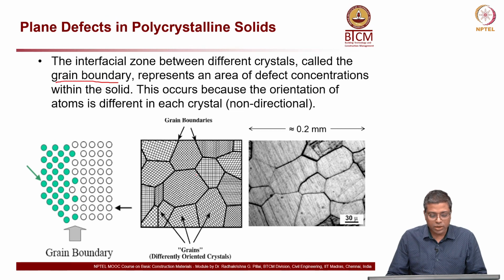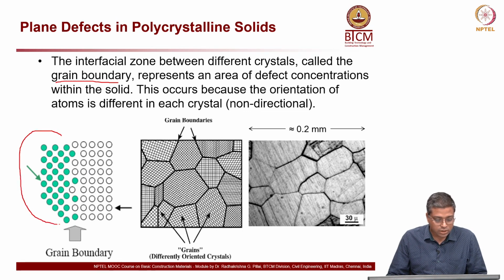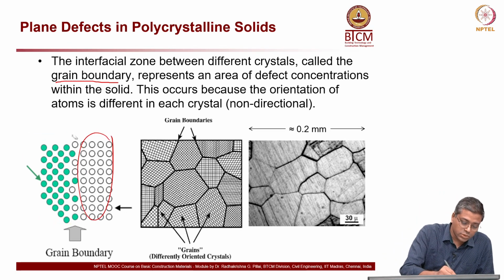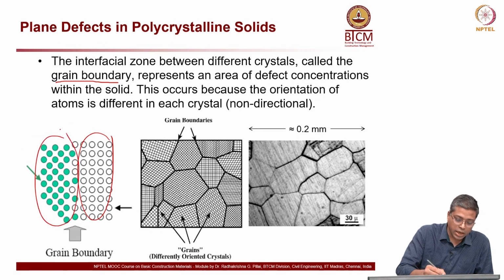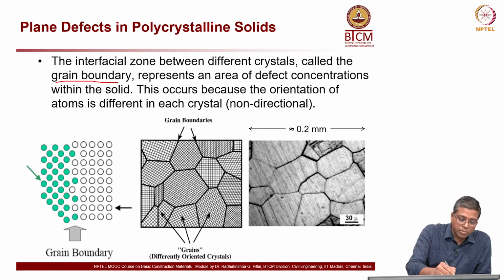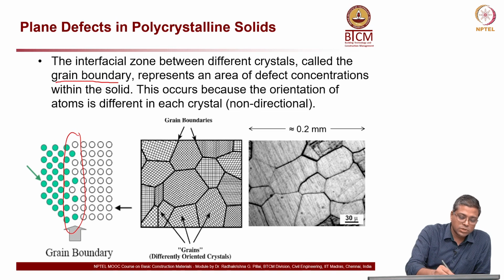Here you can look at the first diagram on the left side. You have these green circles and the white circles, and the border between the two forms the grain boundary. So, I can say that I have a green grain and then a white grain, and this region which is marked now is the grain boundary.